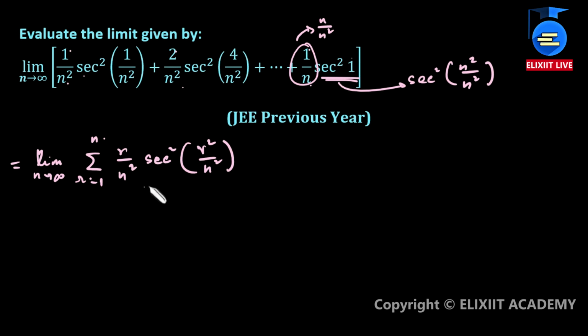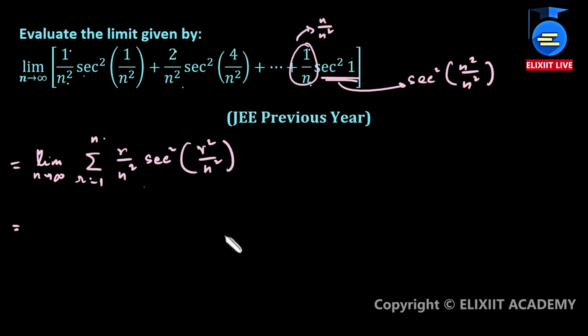You put r is equals to 2, so this will be 2 by n square, sec square 2 square by n square, that's 4 by n square. Second term we get. Similarly, at the end, if you put r is equals to n, we get n square by n square, that is 1 by n, n by n square, that is 1 by n, and sec square r square by n square. So you're putting r is equals to n, this will become n square by n square, that is 1. So this is getting balanced over here. So this is basically, how much is this now?